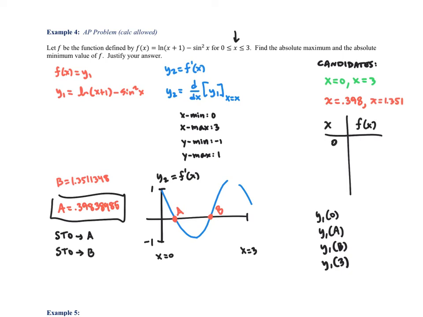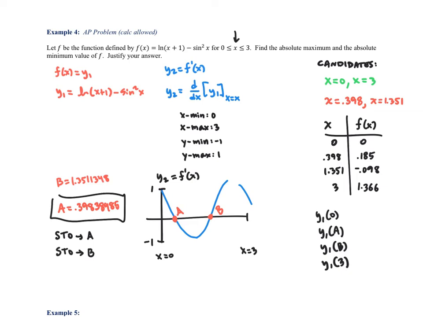Okay, so our values, if we use 0, 0.398, 1.351, and x equals 3, we get outputs of 0. Our calculator for y1 of a gives 0.185. Output for b would be negative 0.0976 or 0.98. And output for 3 is 1.37. Oops, excuse me, 3 decimals out would be 1.366.